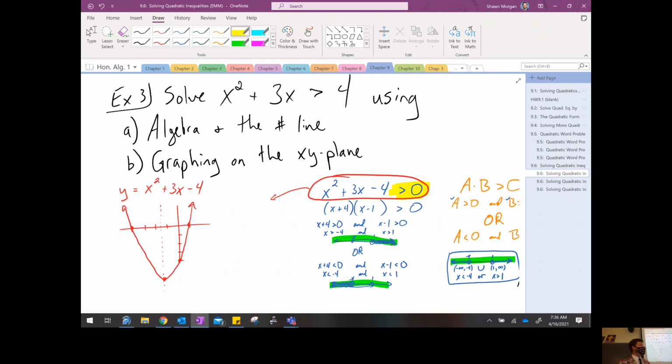Okay. Now, how would I describe that? Well, I would say it's above the x-axis here and here. What are those x values? Everything that is less than -4 or everything that is greater than 1. Beard stroke, beard stroke, beard stroke. Where have we seen that before?